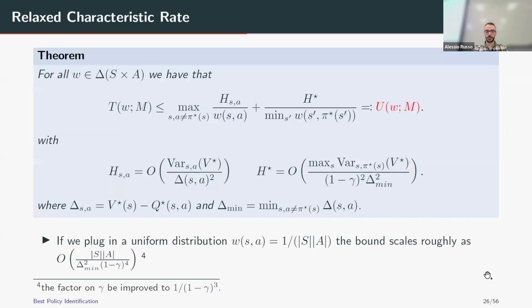And we show that for each W, the characteristic time is upper bounded by this relaxed characteristic rate in W. And this relaxed characteristic rate depends on the suboptimality gaps, on the minimum gap, but also on the variance of the optimal value. In the lectures, we did not have the variance, just for simplicity. We had the infinity norm, but you can show that this result also holds in the L2 norm. And when you do that, you obtain the variance of the optimal value.